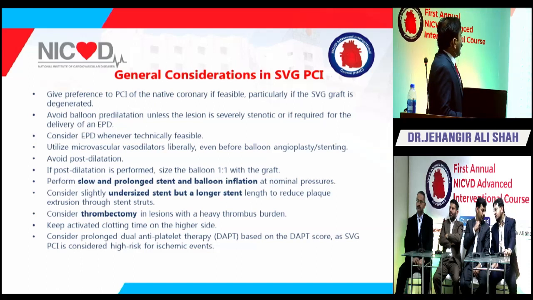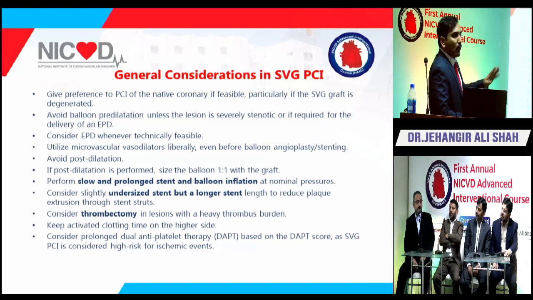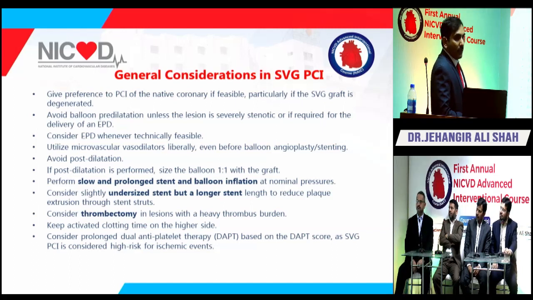If you perform post-dilatation, the size should not be more than 1:1, and perform slow and prolonged stent and balloon inflation at nominal pressure. Consider a slightly undersized but longer stent, because with an undersized stent the chances of plaque erosion are less, while no reflow and peri-procedural MI are higher if you take an oversized stent. Consider thrombectomy if you see a large thrombus burden; just aspirate the thrombus and keep the activated clotting time higher as compared to coronary PCI.